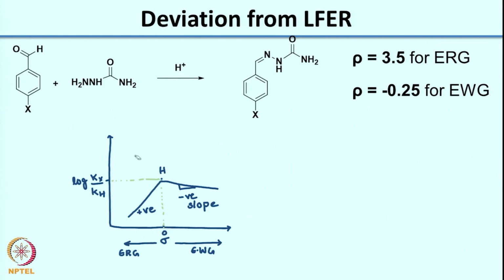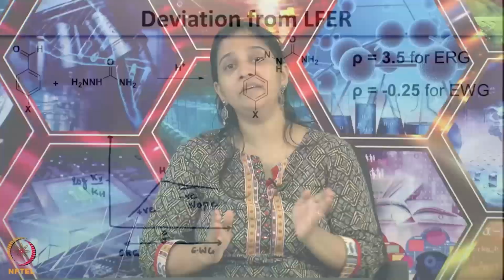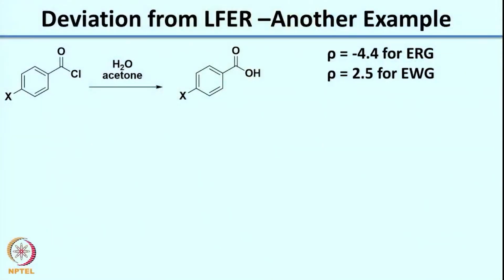So, this is one illustration where there can be deviation from linear free energy relationships, and here it is because the mechanism is same, but the rate determining step changes. Let us look at another interesting example. In this reaction you have an acid chloride getting converted to a carboxylic acid, and here again you have different rho values for electron releasing groups and electron withdrawing groups.